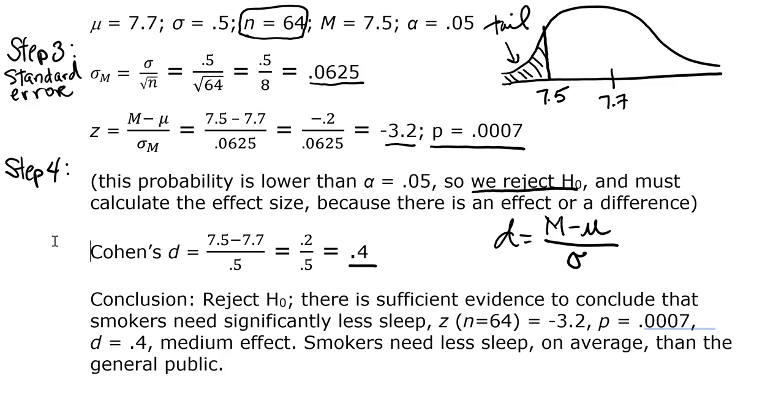Reject the null. There is sufficient evidence to conclude that smokers need significantly less sleep. We need to provide the statistical evidence, and this is where we go ahead and place a comma, put z(n = 64) equal to negative 3.2, comma, p is equal to 0.0007, comma, d is equal to 0.4, which is a medium effect. Now we can say it in English. Smokers need less sleep on average than the general public. And there we go. Example number 3, done.